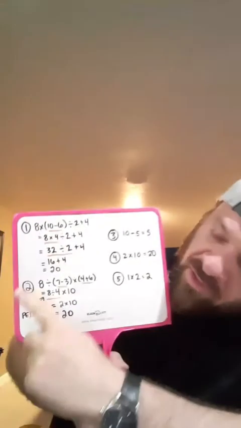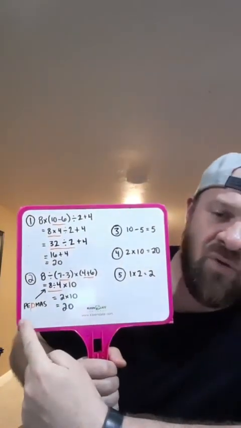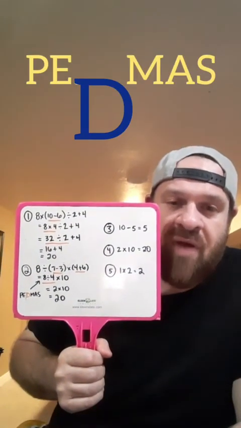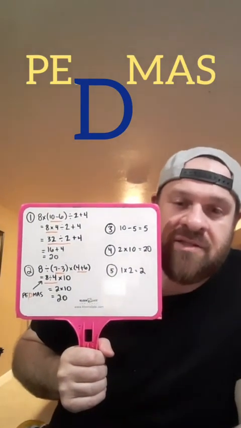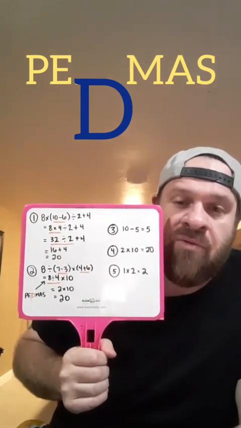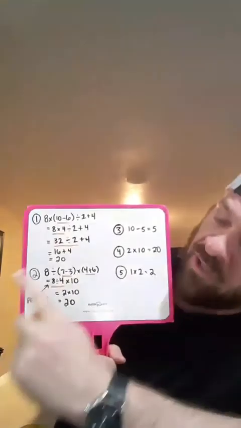All right, now for number 2, this is an example of what we talked about earlier about how PEMDAS can be confusing if you memorize it as PEMDAS because it can change. And in this case, it did change to PEDMOS, meaning division came before multiplication. So let's take a look.